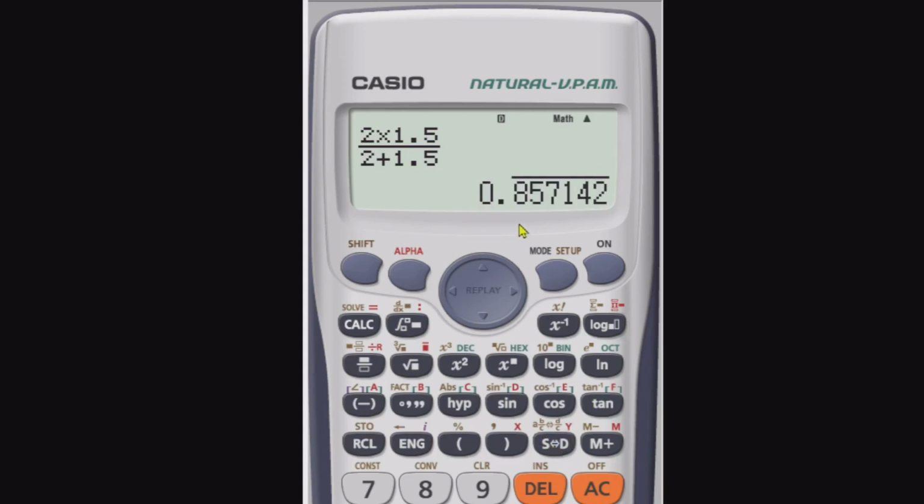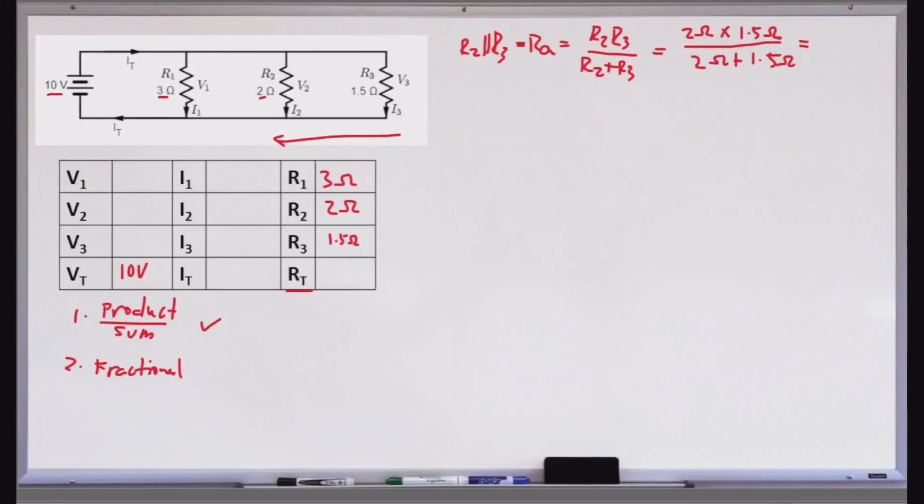Then let's press equal. We want a decimal one here. So the answer is 0.857142, but let's round it off to 2 decimal places. Let's make it 0.86. So R sub A is 0.86 ohms. Now, if you redraw this parallel circuit, this is your R1, and now we have a combined R2 and R3, which is now called RA.